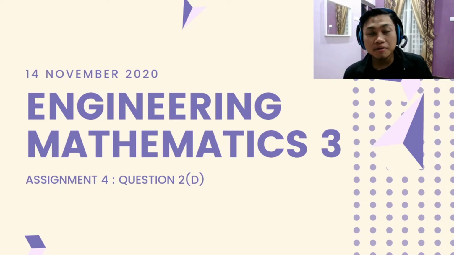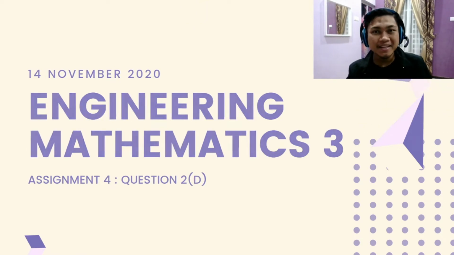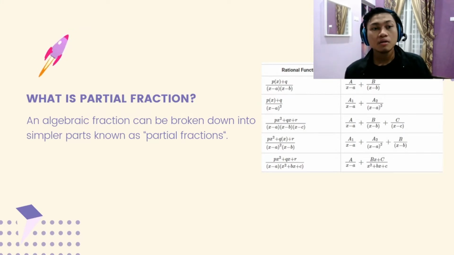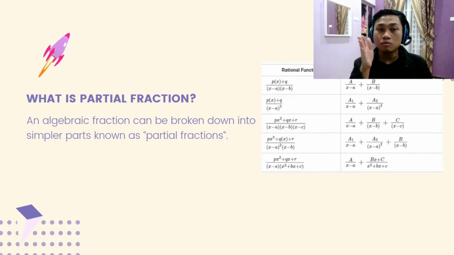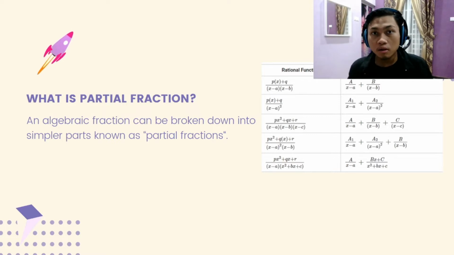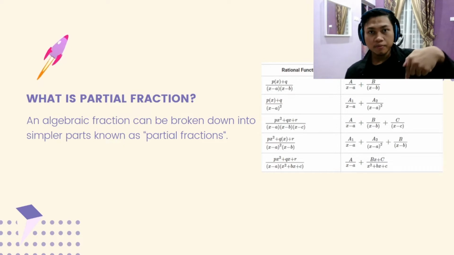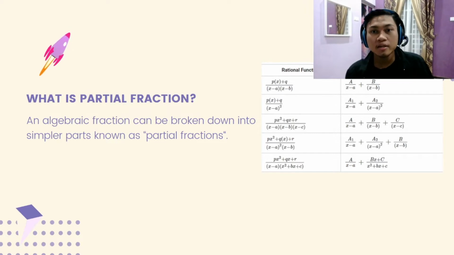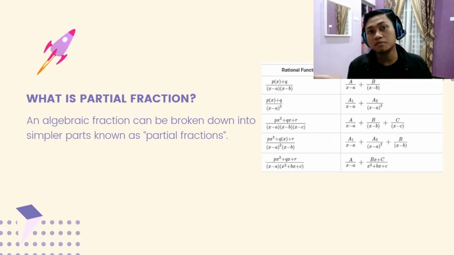I am going to share with you about my assignment in Engineering Mathematics 3, assignment 4, question 2D. Let's get to it. So, what is partial fraction? It is an algebraic fraction that can be broken down into simpler parts, so we call it partial fractions. As you can see on the bottom here, on the left side we have a rational function. So that is our function before we convert it to partial fractions.